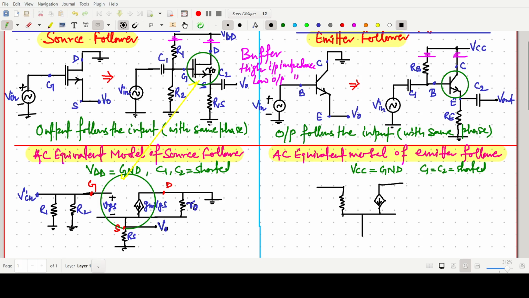Okay, and there will be some finite resistance. In case of BJT also, I am taking. So we will put here, and this will be grounded, and RB. Here only will be the RB resistance and the capacitor shorted.